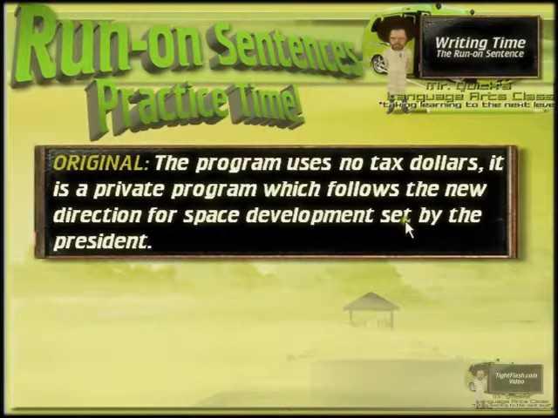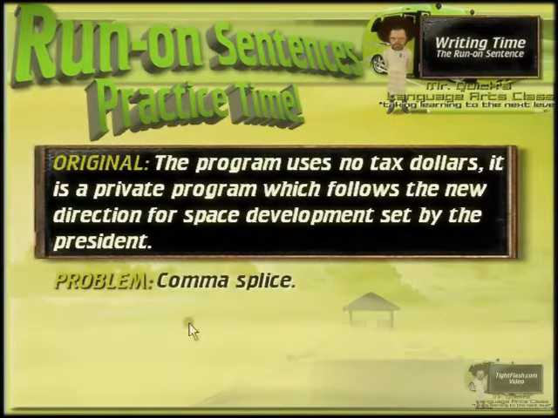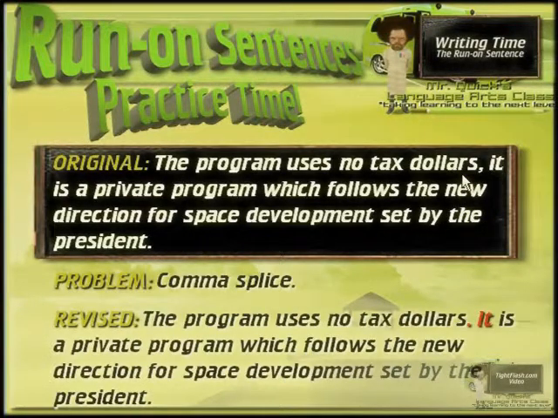Okay, so let's look at another sentence here. The program uses no tax dollars. It is a private program which follows the new direction for space development set by the president. Well, of course, we definitely have a comma splice problem here, and that goes without saying. And one of the ways we definitely can correct it is to separate the two sentences and make them two sentences.